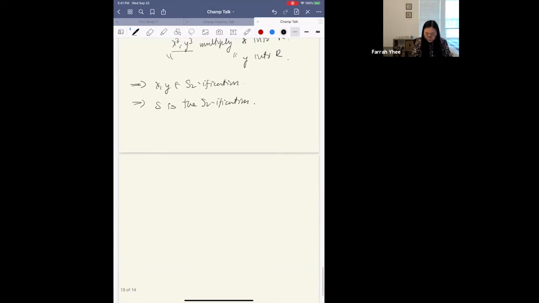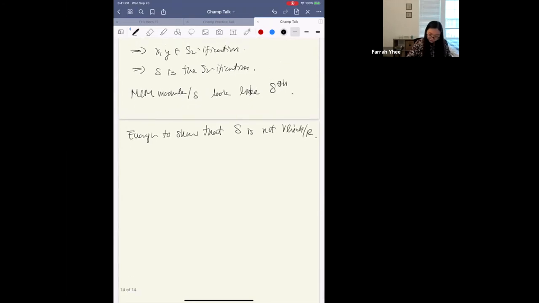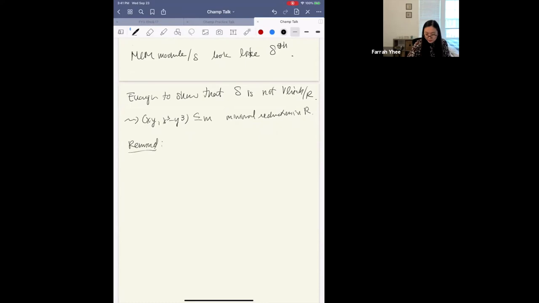Now I just need to consider maximal Cohen-Macaulay modules over S, but what are they? MCM modules over S look like something like this, and so it is enough to show that S itself is not Ulrich over R. After you do a bunch of computations, what you can show is that xy, x cubed minus y cubed is a minimal reduction in R. I want to remind you that the property we want to use is that if M is maximal Cohen-Macaulay, then M is Ulrich if and only if mM is equal to IM, where I is a minimal reduction.